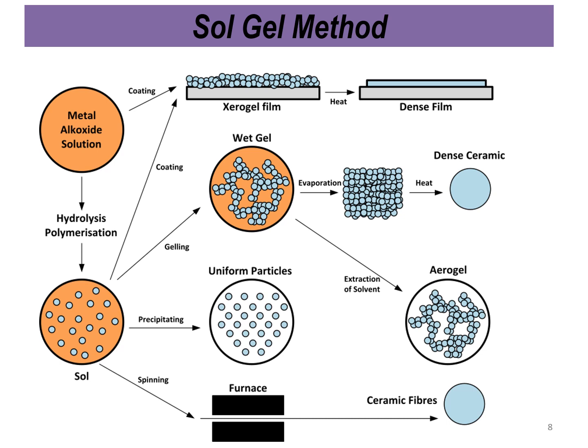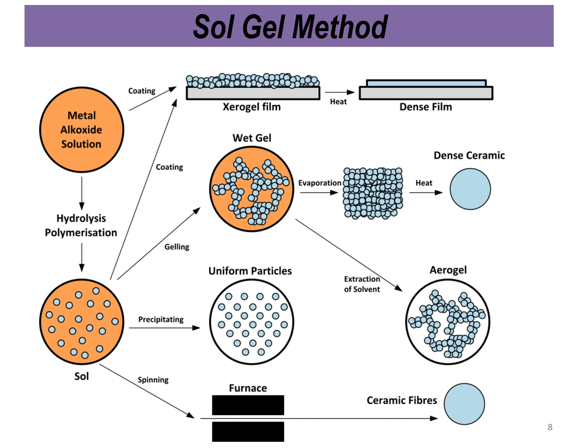Similarly, this sol goes further through the process of aging. Its gelling takes place. It means a more condensed gel is obtained, called the wet gel. Then we do the process of evaporation, in which the trapped gases as well as the solvents are removed. Through the process of heating, we obtain the dense ceramic material, and through the extraction of the solvent, we can obtain the aerogel.